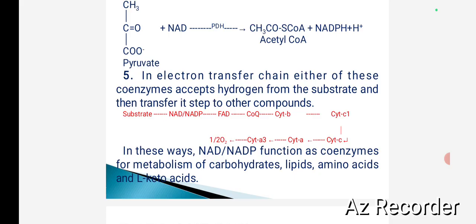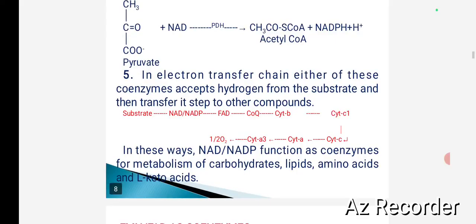Substrate to NAD, then FAD, then coenzyme Q, then cytochrome B, cytochrome C1, cytochrome C, cytochrome A, cytochrome A3. Finally, we get half a molecule of oxygen. In this way, NAD or NADP function as coenzymes for metabolism of carbohydrates, lipids, amino acids and keto acids.